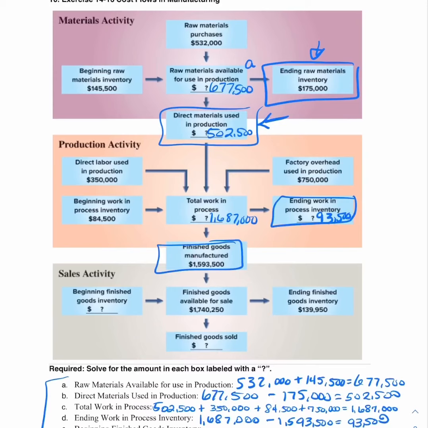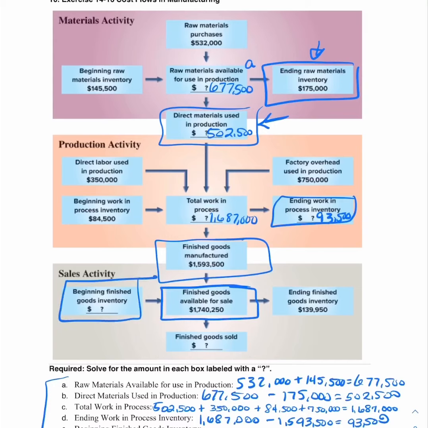Now, to come down to the next one, this beginning finished goods inventory, what I'm going to need to do is figure out that between, let me erase some of this really quickly just so you can have a nice clean look at it. What we see is somehow there's $1,740,250 in finished goods available for sale. We only manufactured $1.6 million roughly this period. So how do I find what we began with?